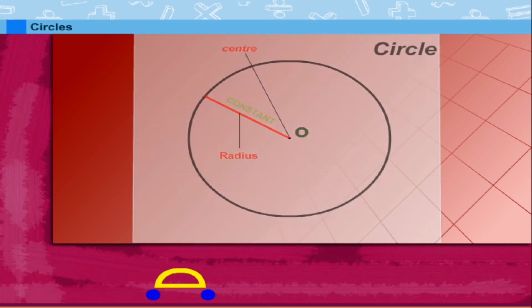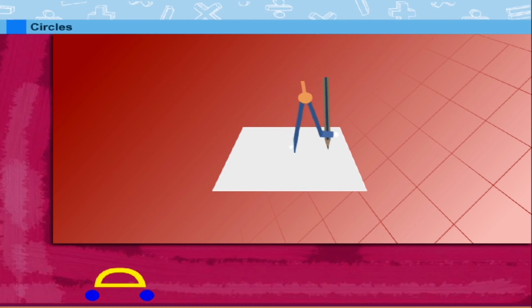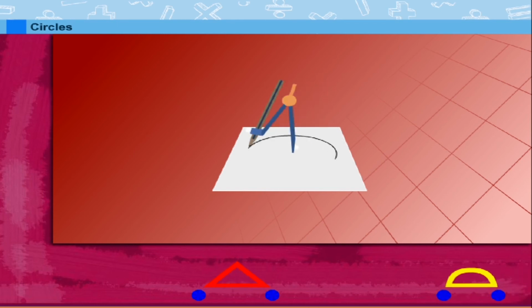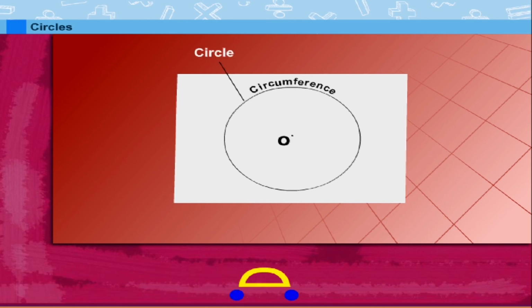The circle can easily be drawn using a pair of compasses. One arm gets fixed at the center and other arm with a pencil describes the circumference of the circle. You can see the circle with O as center and radius OA.